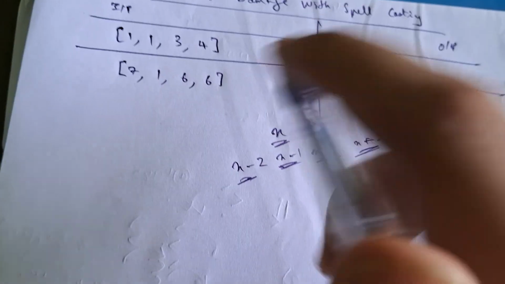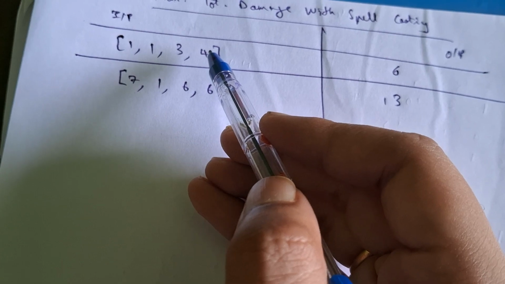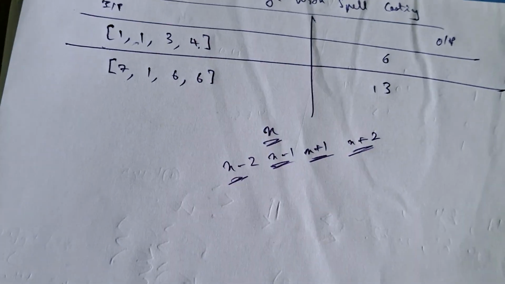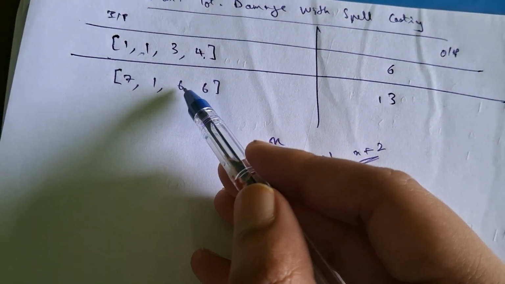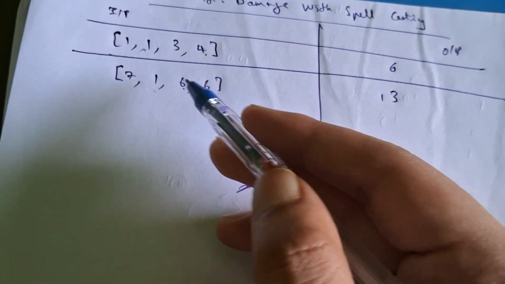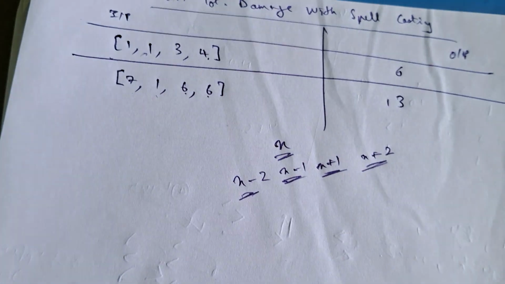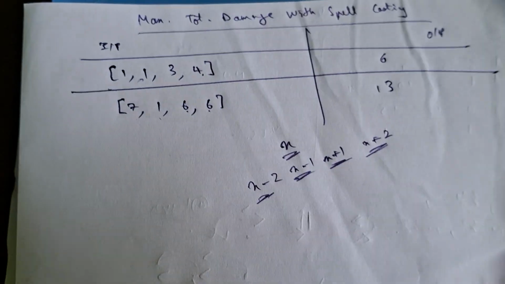Clear? For this, the optimal solution will be 4 1 1, that is 4 plus 1 plus 1, which is 6. For this, the optimal solution will be 6 6 1, that is 6 plus 6 is 12, plus 1 is 13. So now let's go into the logic.